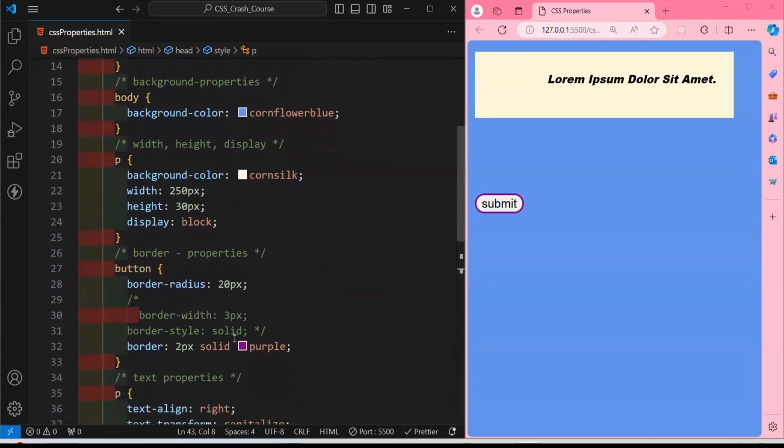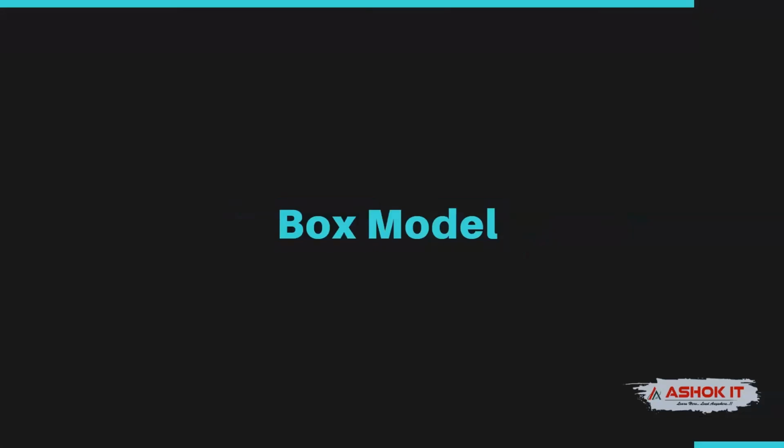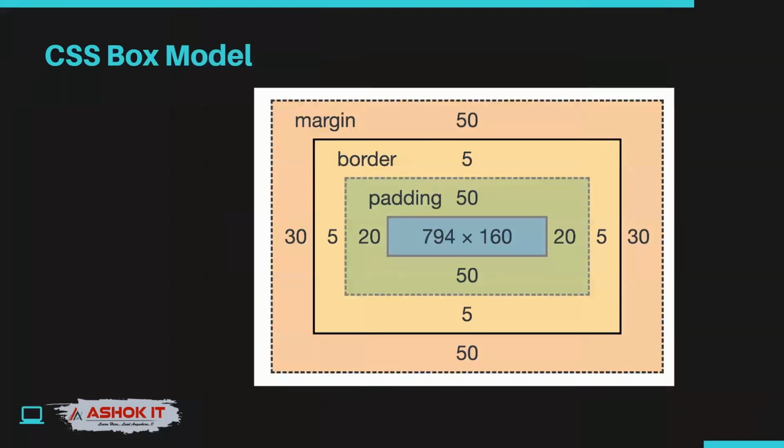Now let us move forward to the next section. Now let us learn box model in CSS. This is how a box model looks. Box model consists of four parts: content, padding, border, and margin. Now I'll open up my VS Code, and with the help of the code, I'll be explaining this box model.